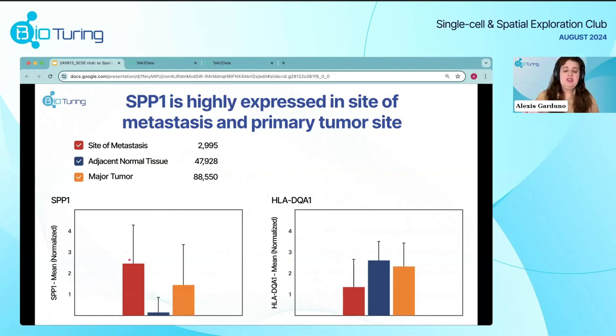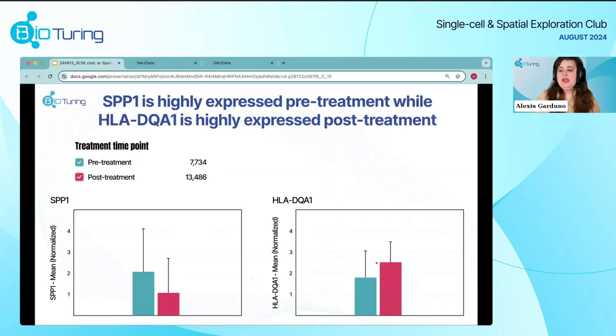If we then look into the HLA-DQA1 role in this analysis, we can see that the normal tissue showed a high expression of HLA-DQA1, which suggests that this gene has a protective role. So we can see again this adjacent normal tissue and how HLA-DQA1 has that specific role in the analysis.